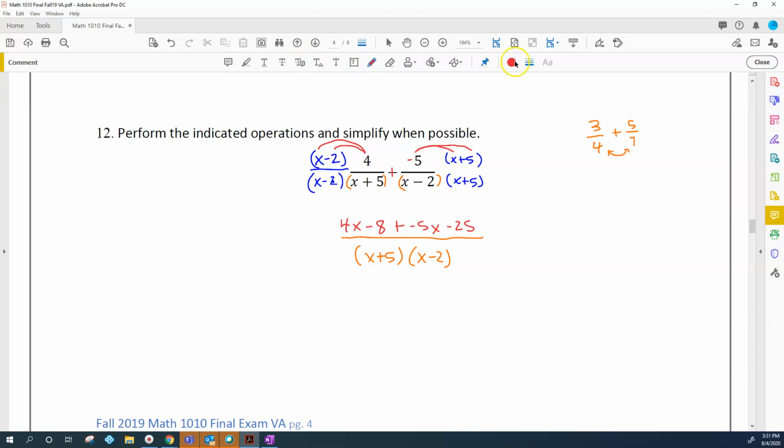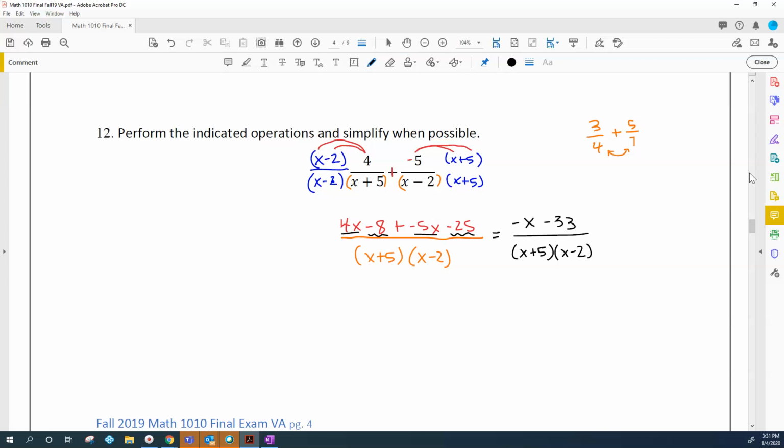And then I just need to get my terms combined together. So 4x minus 5x is negative x, and negative 8 minus 25 gives me negative 33. And then I just need to keep my denominator here.